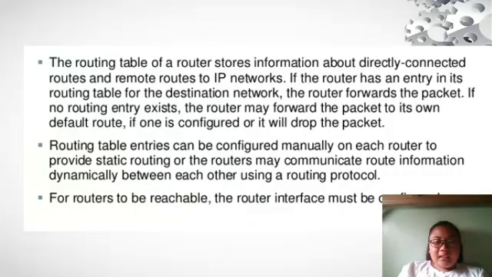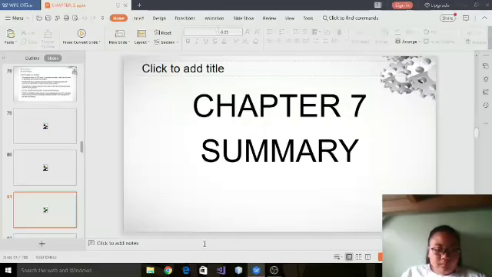Routing table entries can be configured manually on each router to provide static routing, or the routers may communicate route information dynamically between each other using a routing protocol. For routers to be reachable, the router interface must be configured. In addition, default gateway for a switch.